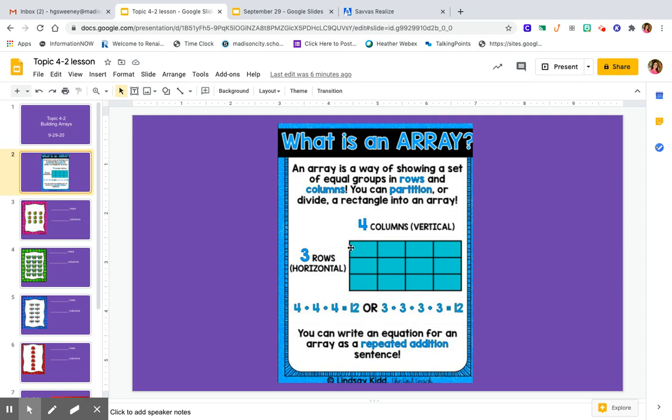Or we can look at it going up and down. We can say 3 plus 3 plus 3 plus 3 equals 12. So either way, we could show the array by using the rows and columns with a repeated addition sentence. Now we're going to go ahead and look at the video that goes with today's lesson.